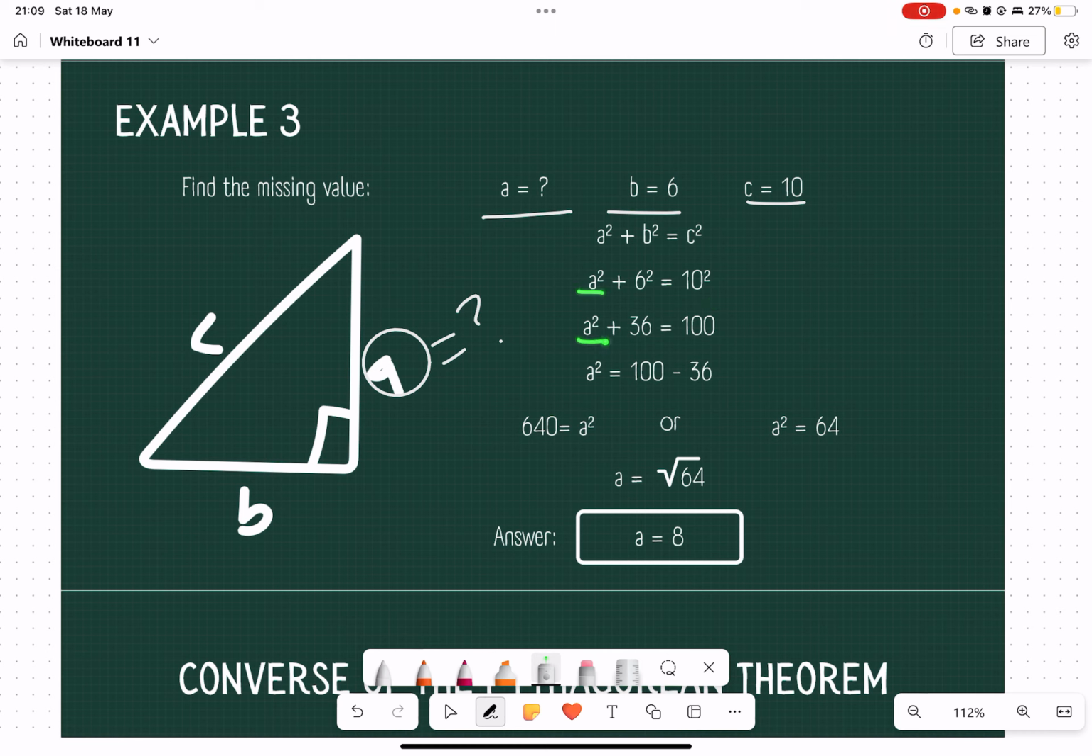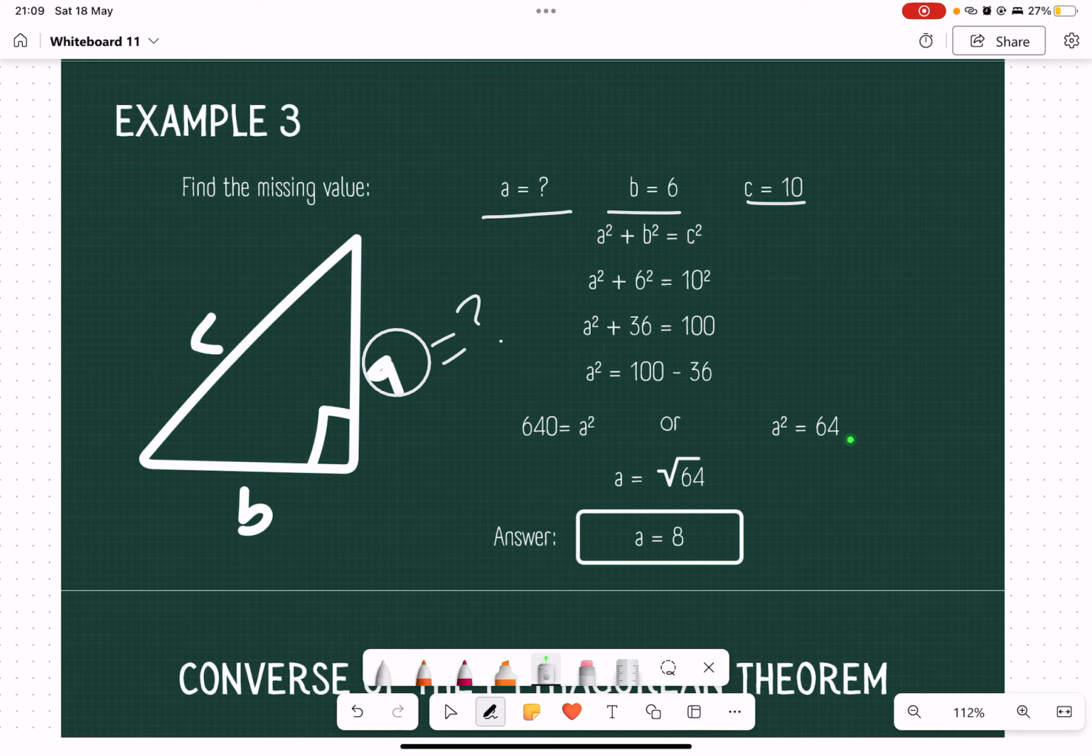A squared remains the same. 6 squared becomes 36. 10 squared becomes 100. Because we are solving for A, we need A to remain by itself this side, so the 36 must go to the other side. So you are going to have 100 minus 36 because it's going to the other side. And now we have A squared equals 64 because 100 minus 36 is 64.